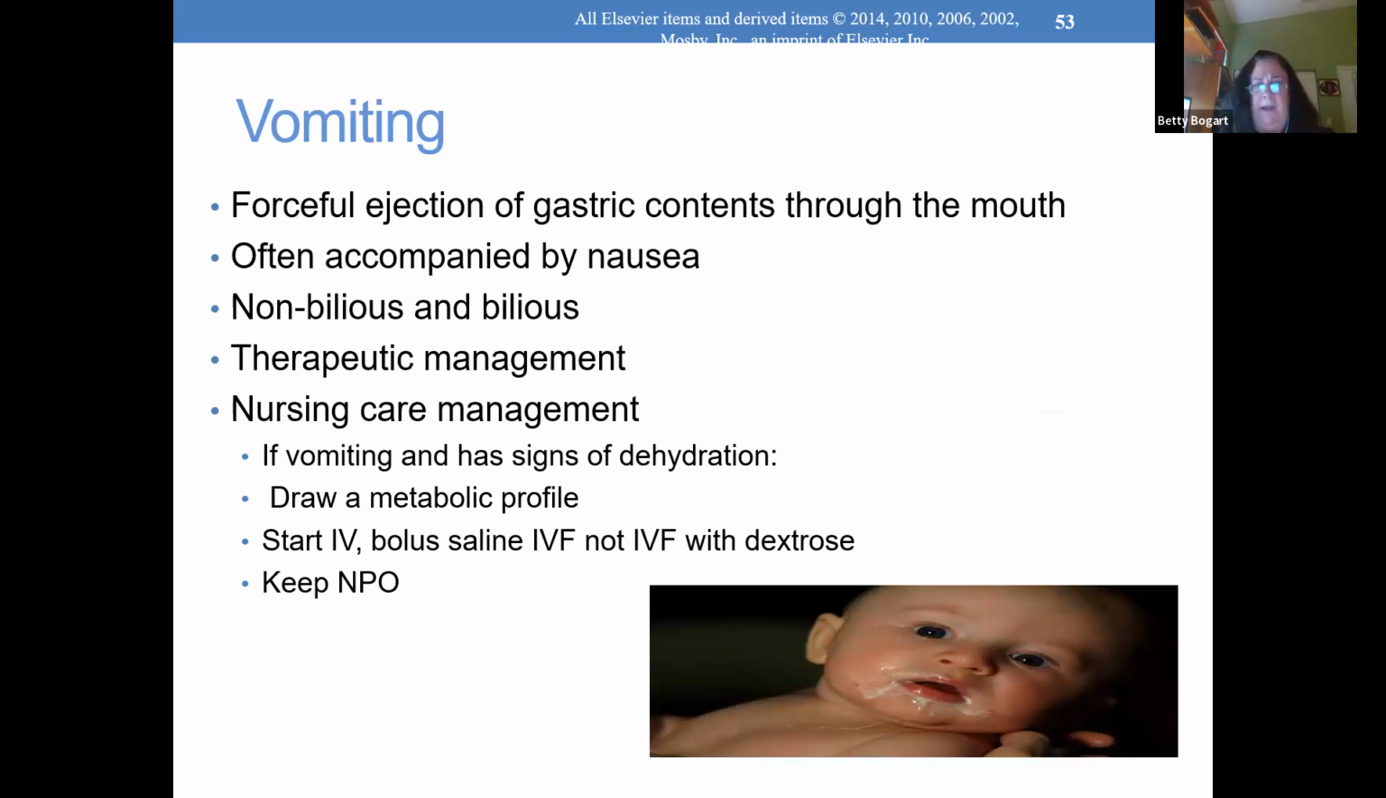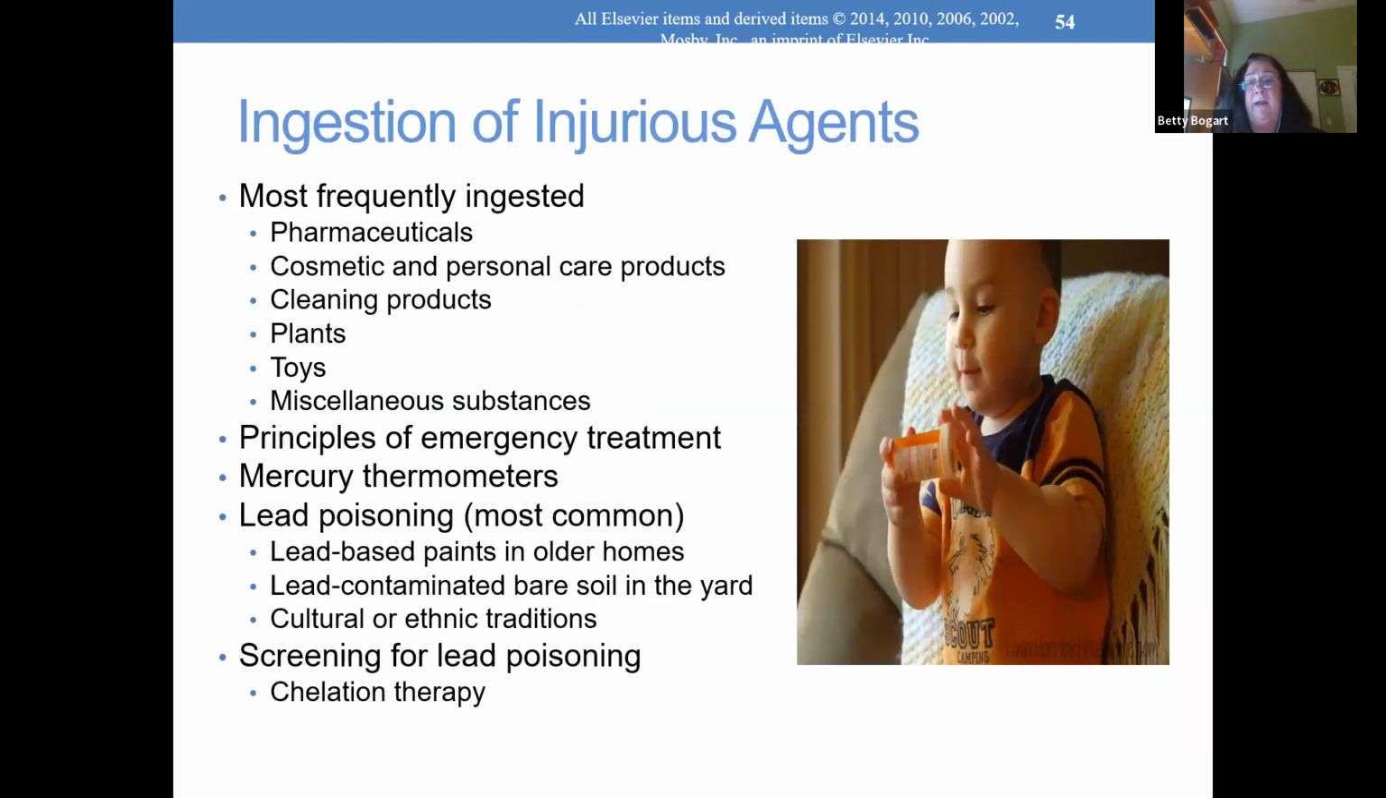Okay, vomiting. Now you have a child who's vomiting. What do we do for these children? I've already mentioned what we do with vomiting. Medical metabolic profile, start the IV, again, no dextrose, no potassium, keep them NPO and give them those antiemetics.